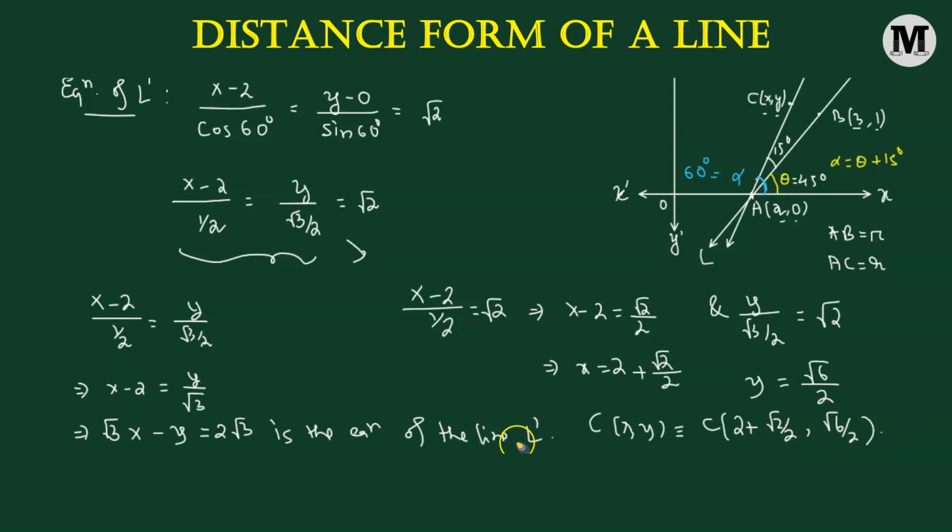So here we have successfully obtained the equation of the line L prime as well as the coordinates of the point C, which is actually the coordinates of the point P in its new position when the line is rotated 15 degrees about the point A in the anti-clockwise fashion.